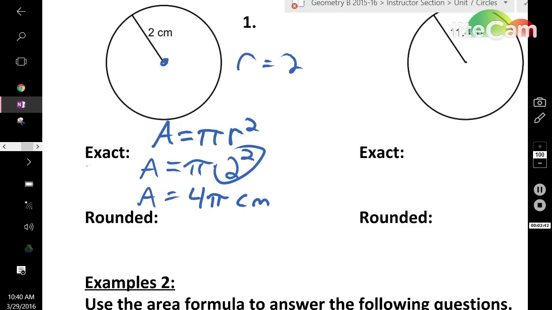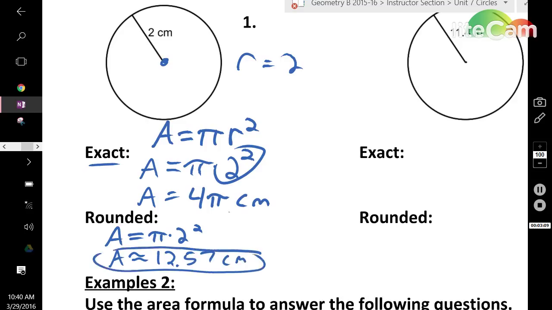So that's your exact. Your rounded is going to be pi times 2 squared again, but you're going to type pi in the calculator this time and get an actual number rounded. So pi times 2 squared is 4 times pi, and it's approximately, nearest hundredth, 12.57 centimeters. So this is the rounded, this is the exact area.